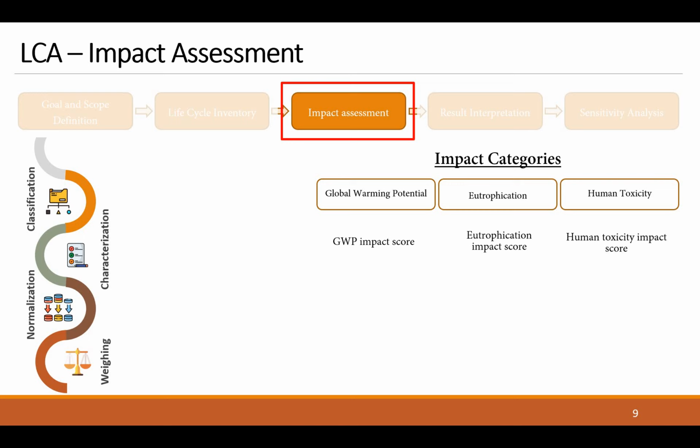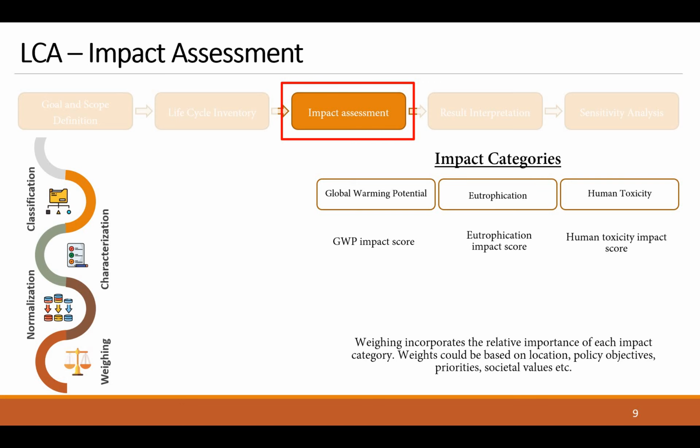It is an optional stage. The first three stages, that is classification, characterization, and normalization, are the stages which we have to perform while we are doing the impact assessment. But weighing is an optional stage. What it does, as I keep repeating, is that depending upon the goal and scope, we have to change the techniques we are using to perform an LCA.